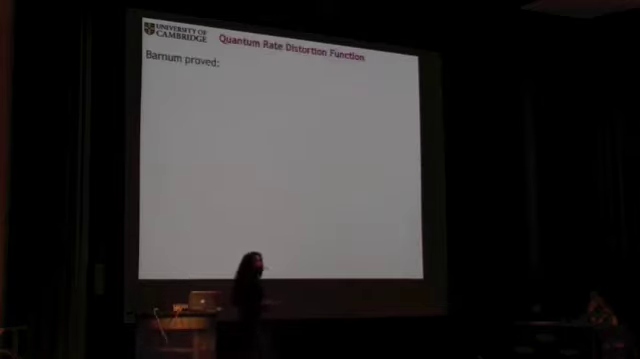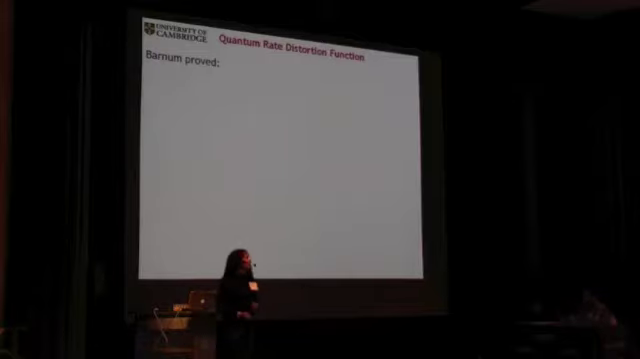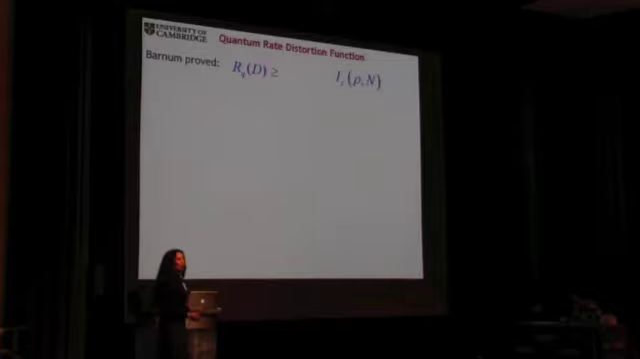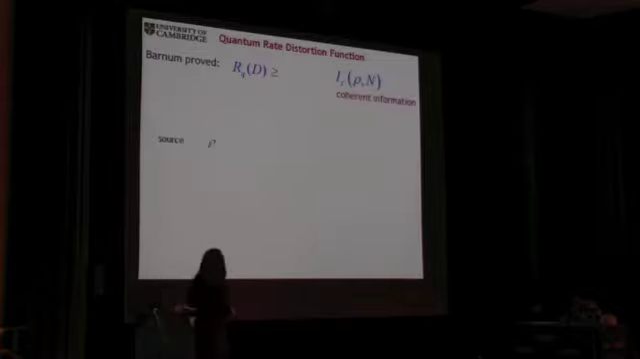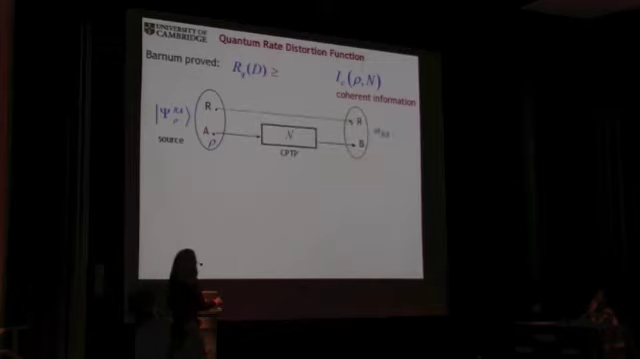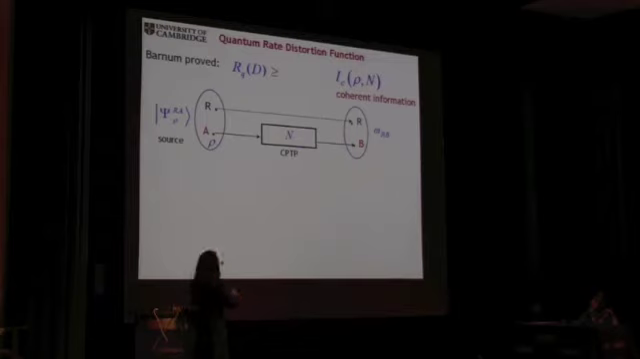It was Barnum who introduced the field of quantum rate distortion, and he proved a lower bound for R_QD in terms of the coherent information. So what is this quantity? You have the source designated by rho corresponding to the system A, and let psi_RA be a purification of the source state. R is an inaccessible purifying system.